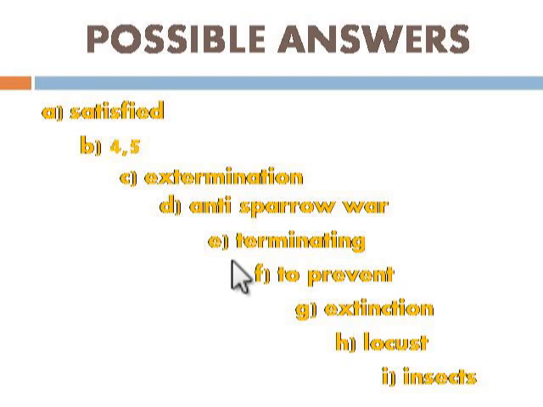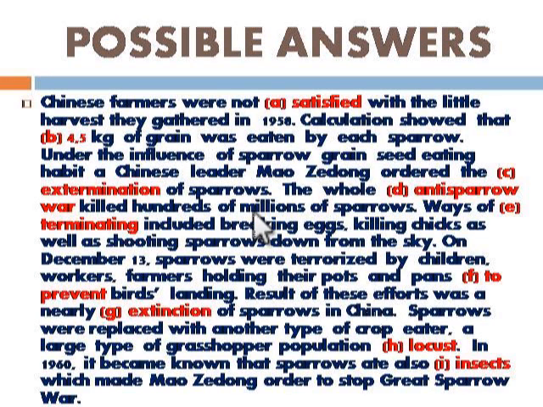Fifth, terminating. Sixth, to prevent. Seventh, extinction. Eighth, locust. And the last one, insects. All these words and phrases were our new words of today's lesson. So I'll show you the full exercise again, and you can see missed words in red in this exercise.